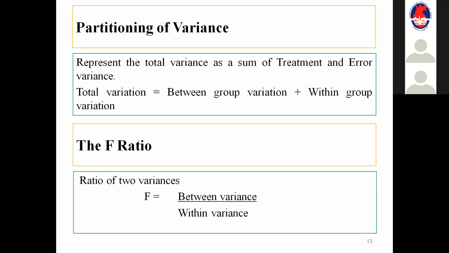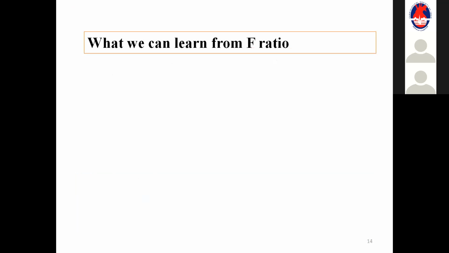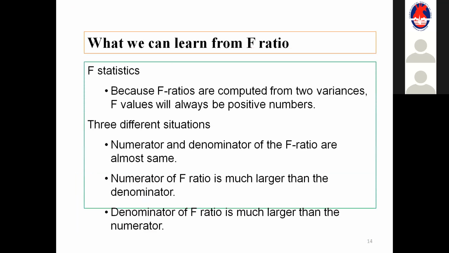So this will give us a statistic which can be linked with the F distribution. Because F ratios are computed from two variances, F values will always be positive numbers. So this one I told you before.